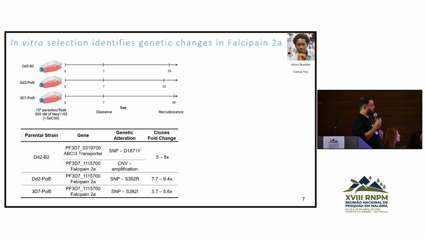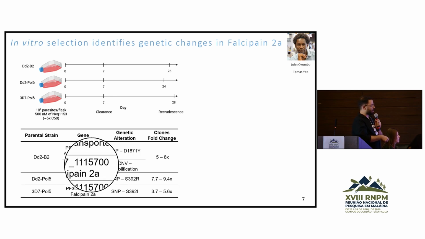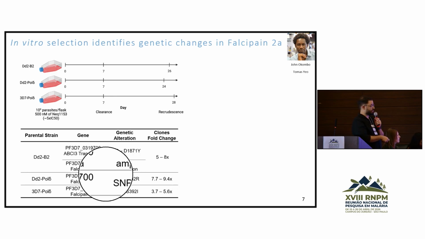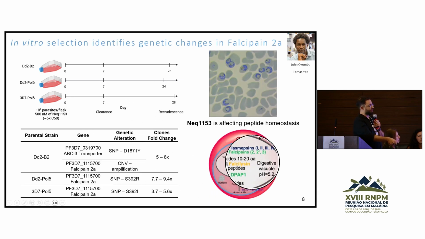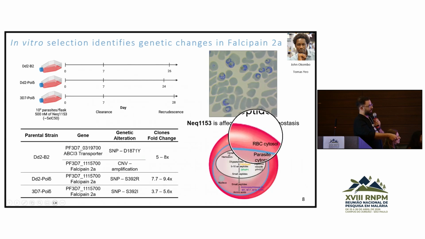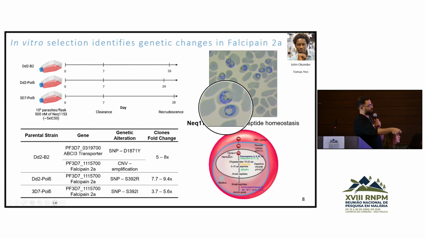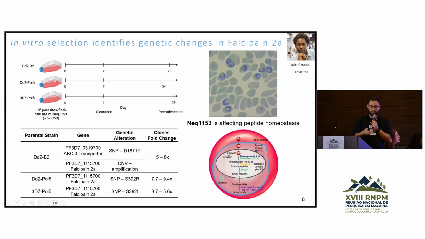Also, aiming to understand more about it, we performed resistance selections in 3 different backgrounds, and all 3 came back positive, showing a similar gene involved in mediating resistance, falciparum 2A, as we can see here. Falciparum 2A is a hemoglobin degradation protease within the DV, and this agrees with the fact that under drug exposure, the parasite shows a morphology alteration that is very classic for compounds that affect peptide homeostasis.